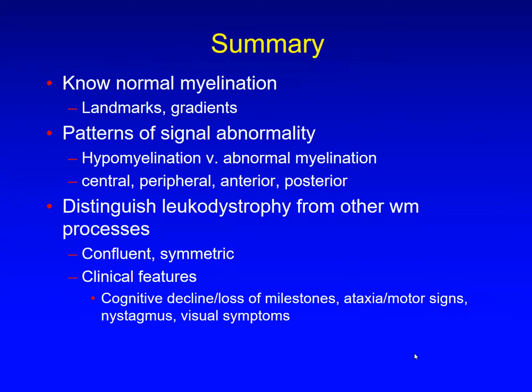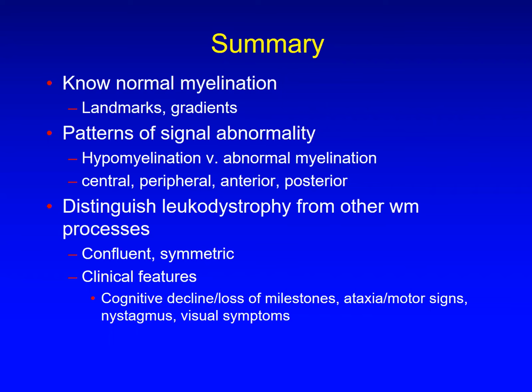So I think in summary, for approaching white matter disease, know your normal myelination, keep a couple landmarks in your head, remember those general gradients, and then know where you can access an atlas or a chart when you run into something like, oh, I don't know if this is really normal or not. Think about the patterns of signal abnormality. So is it hypomyelinating or is it abnormal myelin? Is it central? Is it peripheral? Is it anterior? Is it posterior?